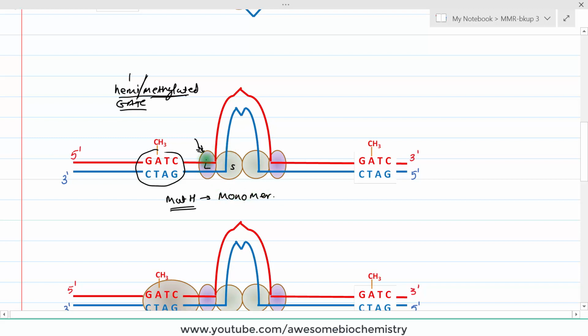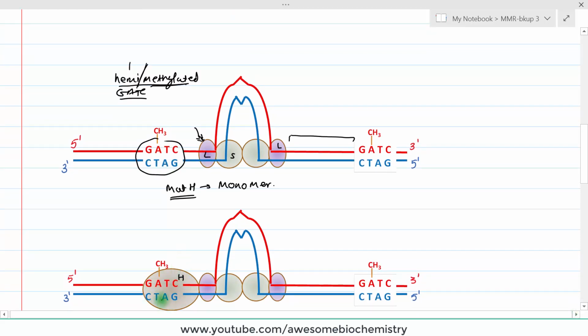Here you also need to notice one more thing: only this MutL is in close proximity to this hemimethylated GATC sequence, whereas on the other side this MutL is still far from this GATC sequence. So whenever any one MutL is in close proximity to this GATC sequence, this ATP breaking down action stops. That means pulling of the DNA stops, and on whichever side MutL is in close proximity to this sequence, on that side only MutH protein is recruited. It is not recruited over here. Why? Because here the hemimethylated sequence is very far from the DNA.